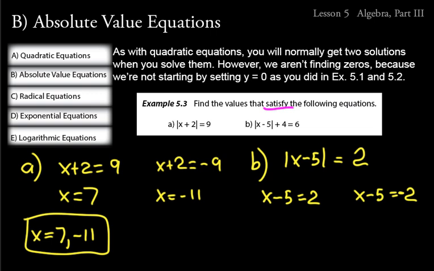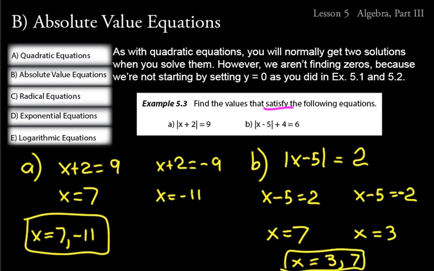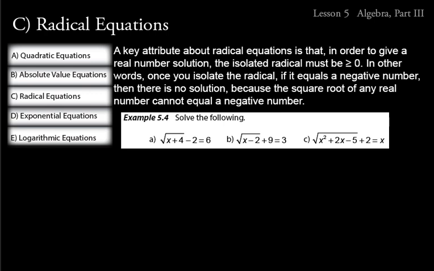So solving those two equations, we get x equals 2 plus 5 is 7. X equals minus 2 plus 5 is 3. So x equals 3 and 7. Those are the two solutions. Part C is on radical equations. So a key attribute of those is that in order to give a real number solution, the isolated radical must be greater than or equal to 0, because you can't take the square root of a negative number. So that's an easy way to know if we're actually going to get a solution or not on these. And sometimes you can just stop the problem if you recognize that.